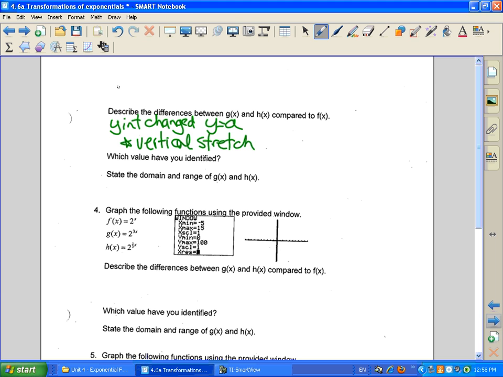Okay. So you could have a stretch of 3, or we have a compression if we're looking at the third one, which was h of x, which has a compression of 1/3. Okay. So just to double check that, we have the g of x giving us a stretch of 3, and the h of x giving us a compression of 1/3. So what letter have we identified? A.